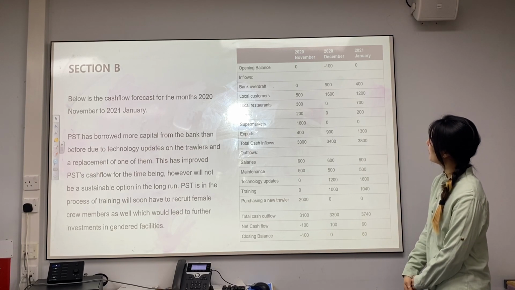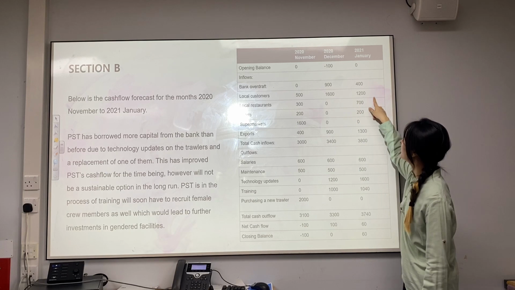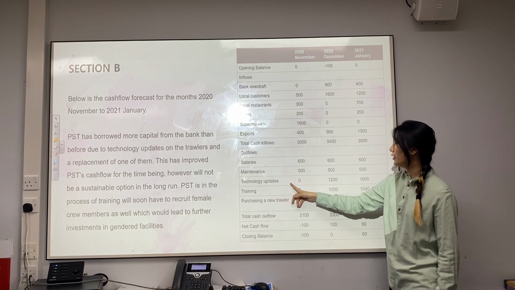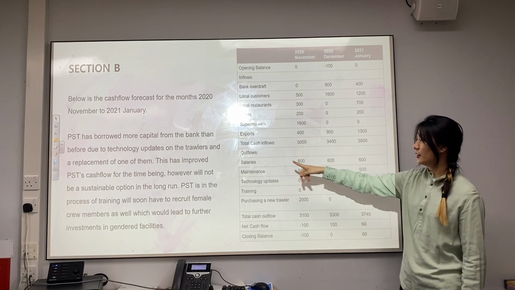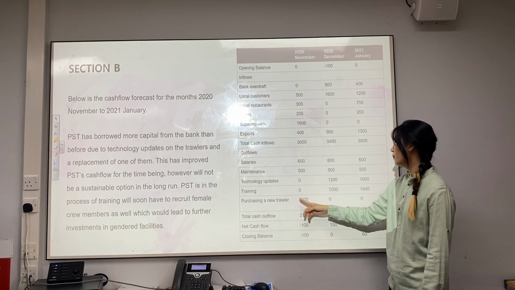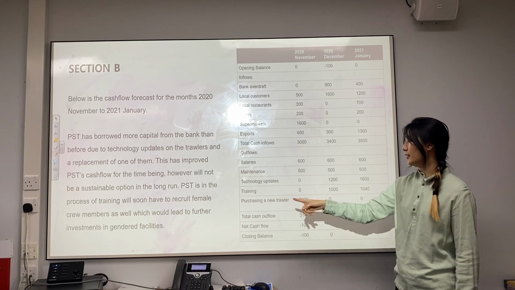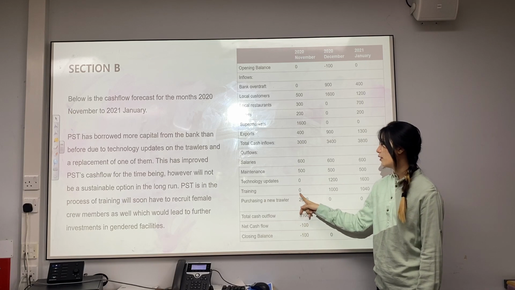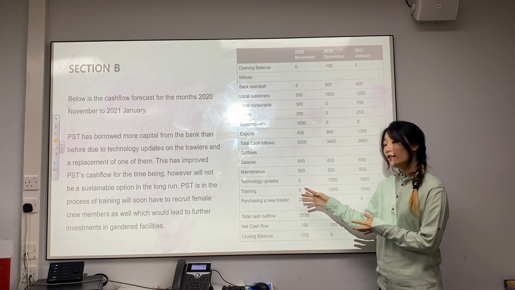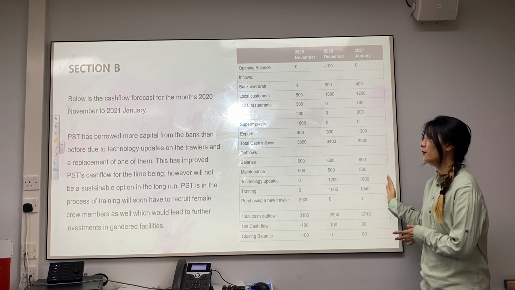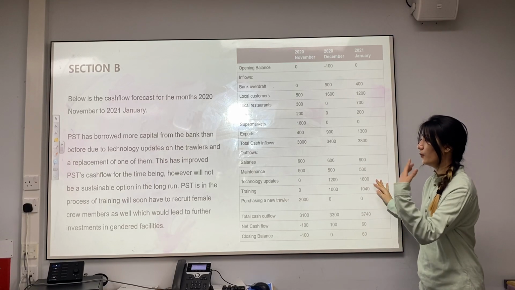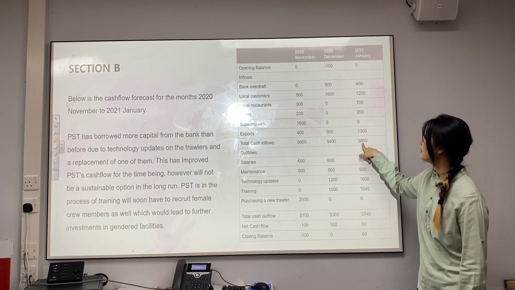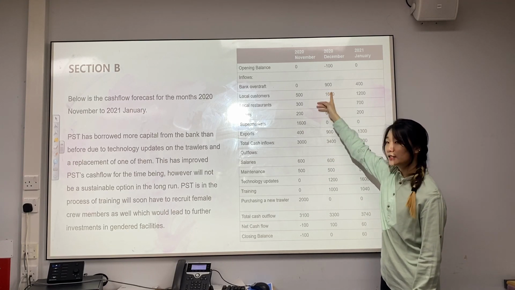Okay, so we can see that the local customers have decreased, and technology updates, they've spent a lot, like they said. More has been spent on training, just as they said. And then they've purchased a new trawler there. So we can overall see the expenditure has increased. If expenditure increased, inflow has to increase as well. Inflow has increased, yay, but that's due to an increase in bank overdraft.